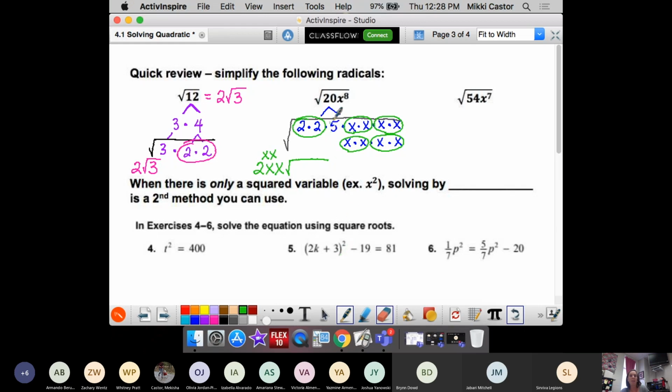Now the only one left in the house that does not have a buddy is the 5, so the 5 would stay in the house. Anything that's left in the house gets multiplied back together. Anything that's outside of the house gets multiplied together. So 2 times x times x times x times x, we would write as 2x to the 4th. And on the inside, all that was left was a 5.